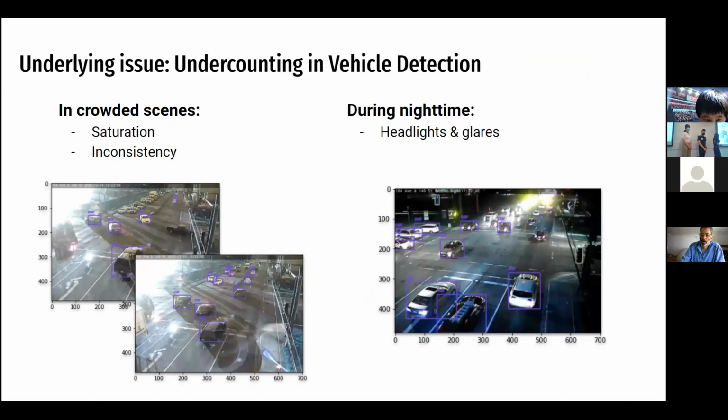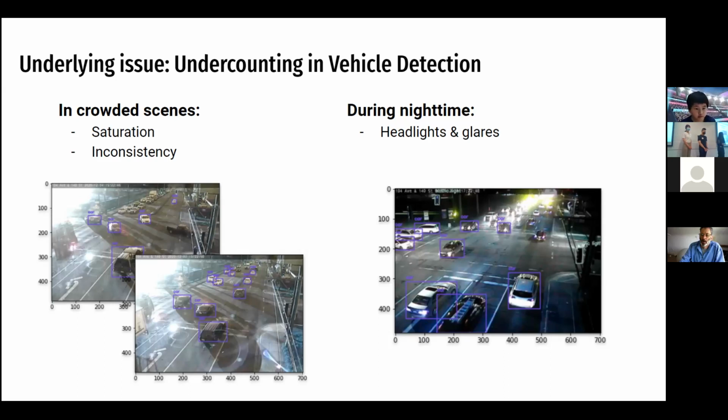So that shed light on the underlying issue, which is the undercounting in our vehicle detection algorithm. When cars line up at the intersection, there is semantic feature interweave, and that interferes with the algorithm's ability to detect the right object.